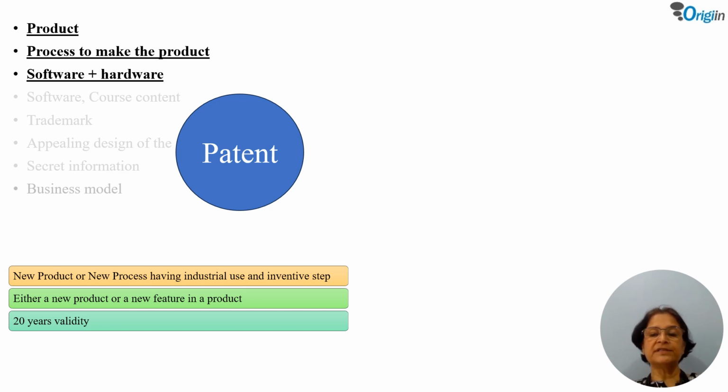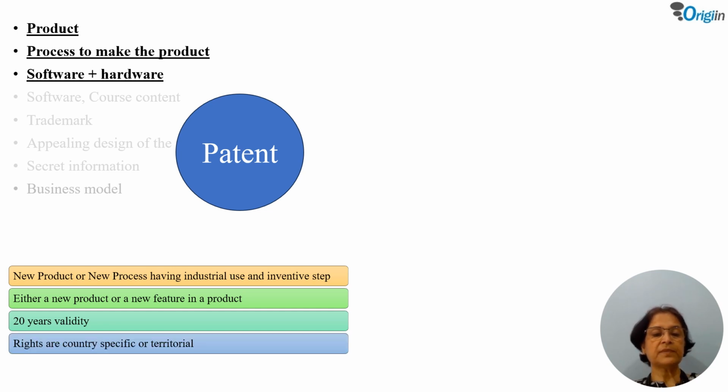So after 20 years expire, third parties can use it without your permission. After 20 years, patent expires and it is open for public to be used. Patent rights are country specific. Your Indian patent is valid only in India. If you want to have rights in Europe or US, you have to file your application separately in these countries.